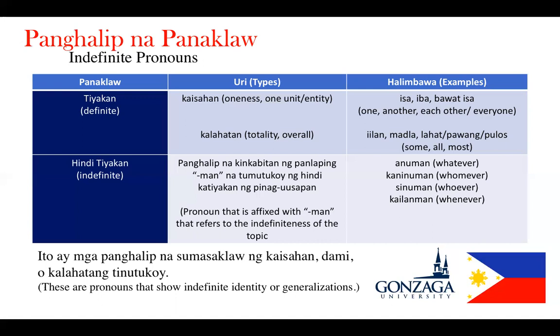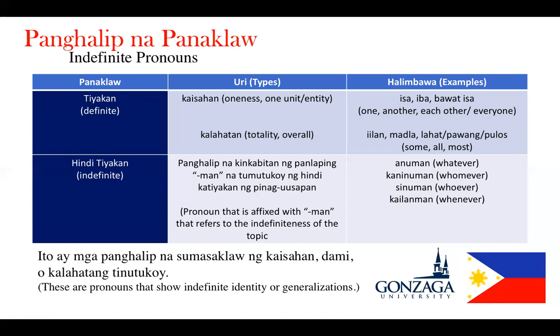Okay, example, we have uri here or types. Kaisahan, oneness, one unit or entity. Example, you say isa, one, iba, another, bawat isa, bawat means each, and then isa is one. So each one translates to each other, everyone, or one another.